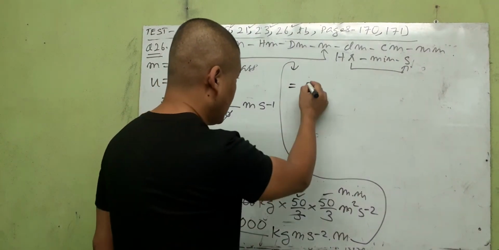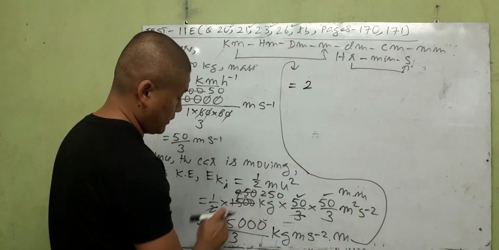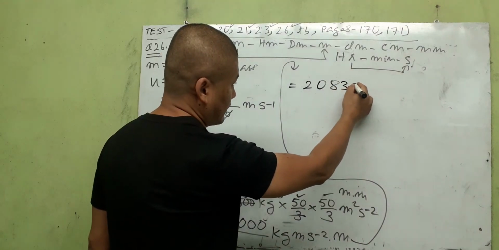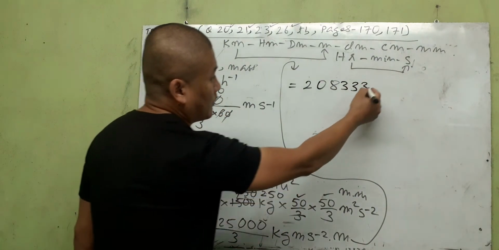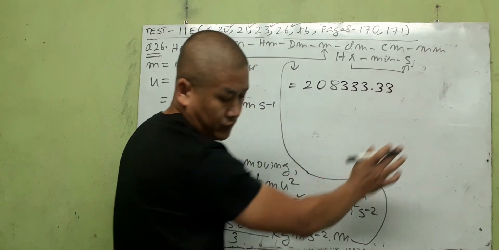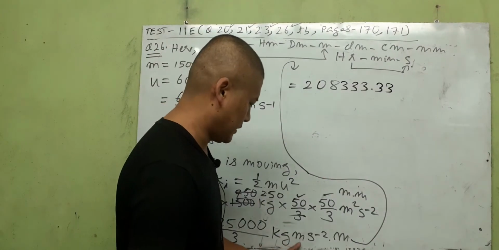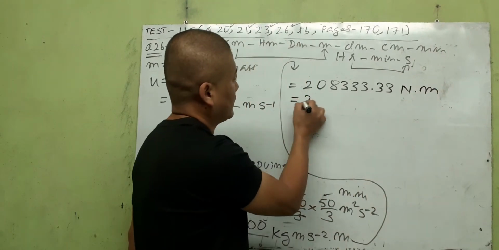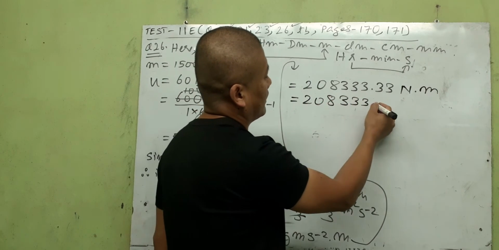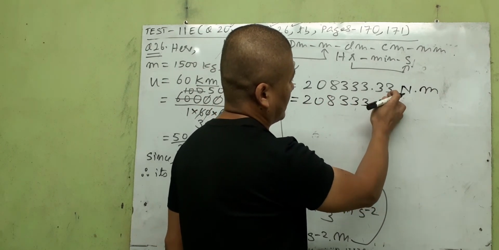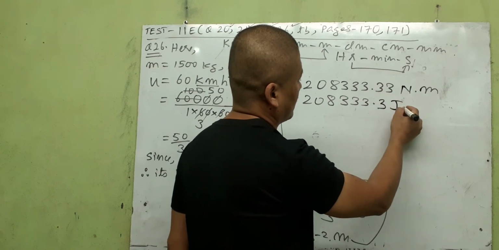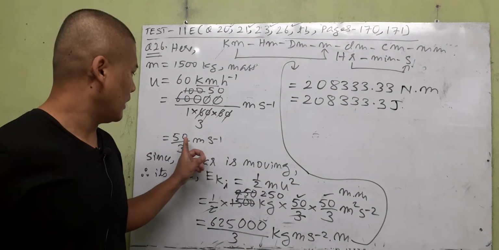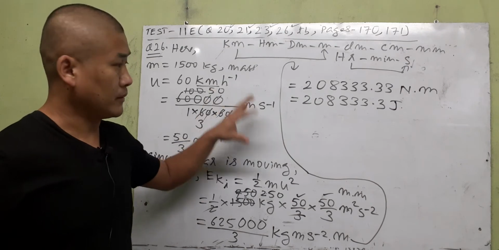divide it now. 3 2s are 6, 3 8s are 24, 3 3s are 9, it will keep on going. So this is going to give you kg meter per second square, which is Newton, and here meter. So this will be nothing but 208,333.3 joules. This is the initial kinetic energy of the car when it is moving with initial velocity of 50 by 3 meter per second or 60 km per hour.